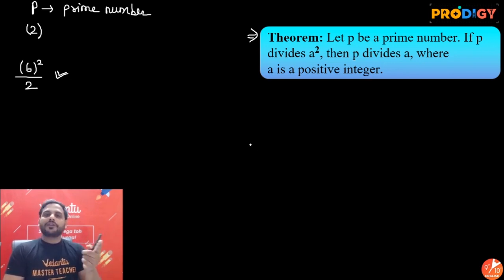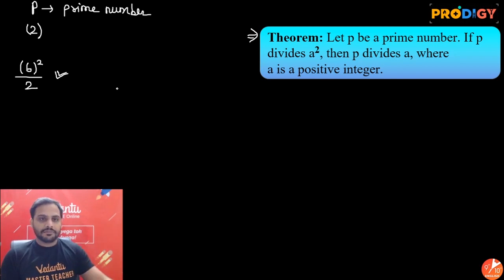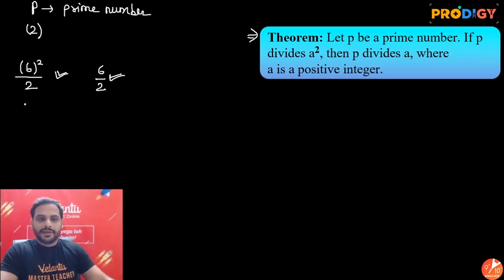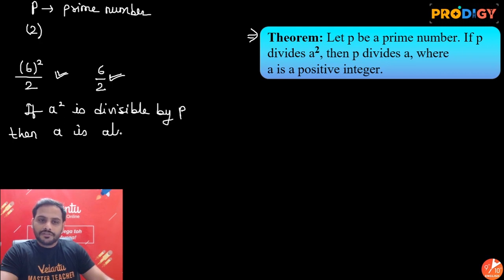So if the square of a number, 6 square, is divisible by a prime number, 2, then 6 will also be divisible by 2. This is what this theorem says. If a square is divisible by p, then a is also divisible by p.